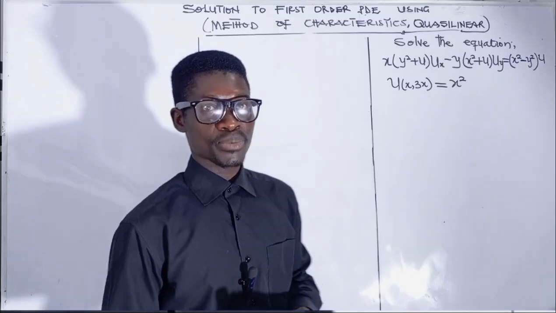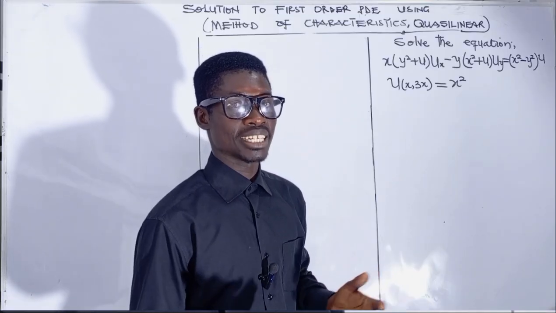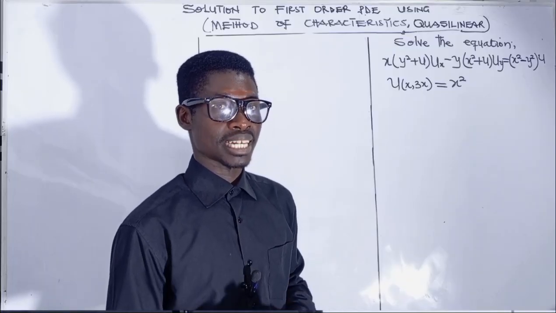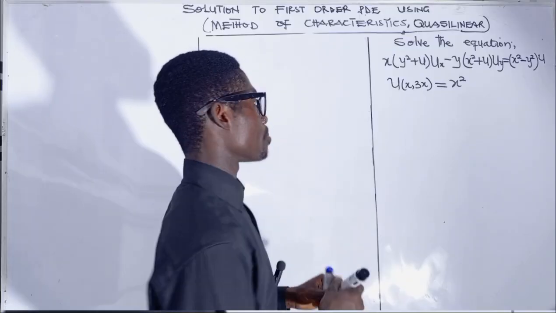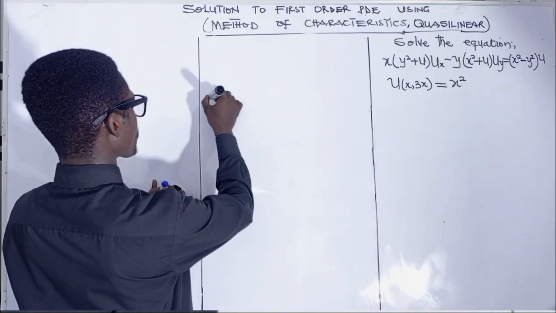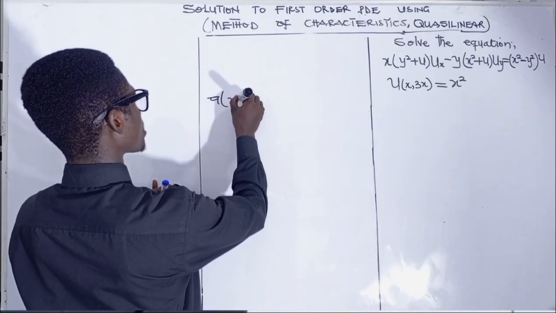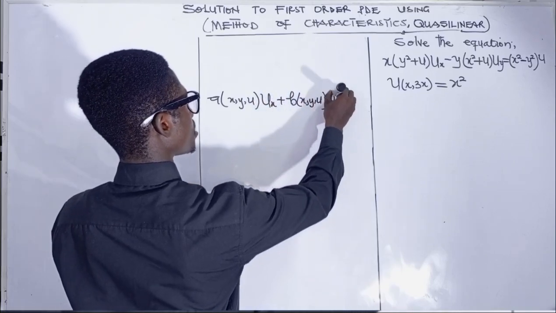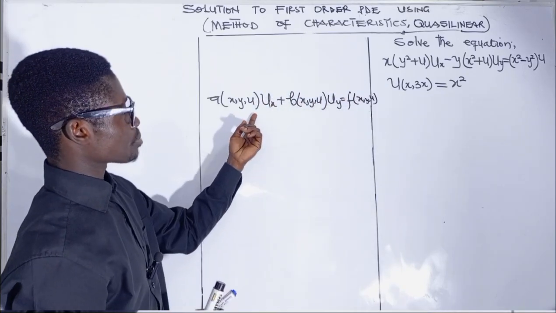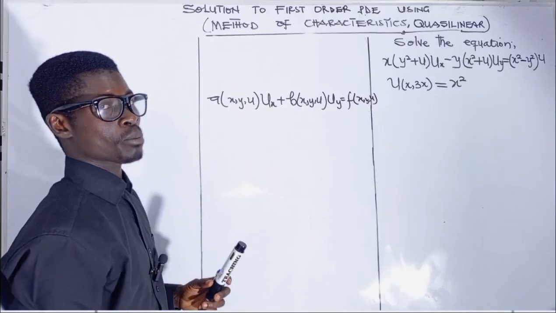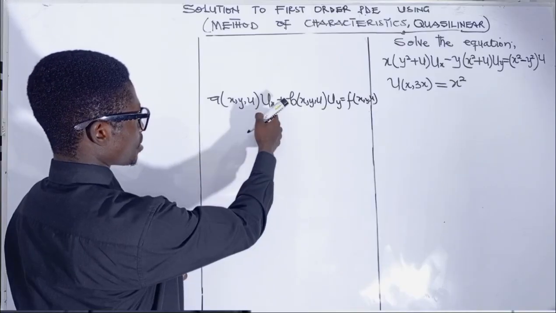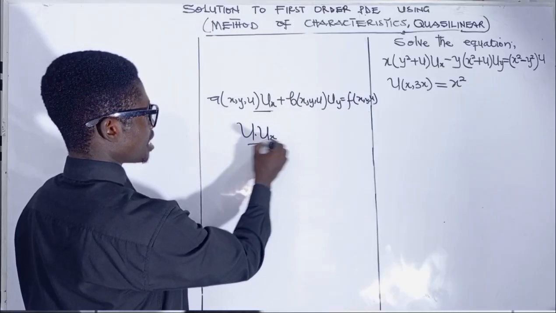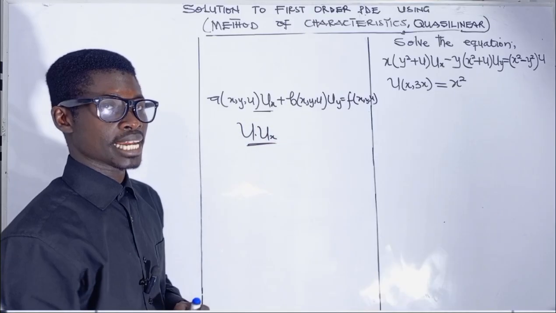So in our previous lesson, we talked about quasi-linear, and we said that for a PDE to be quasi-linear, it should be of this very form. So you can see that when we expand the bracket, we are going to have the dependent variable multiplying its derivative. We are going to have u multiplying its derivative. And this makes the PDE quasi-linear.